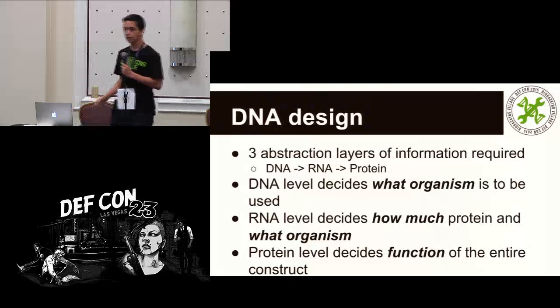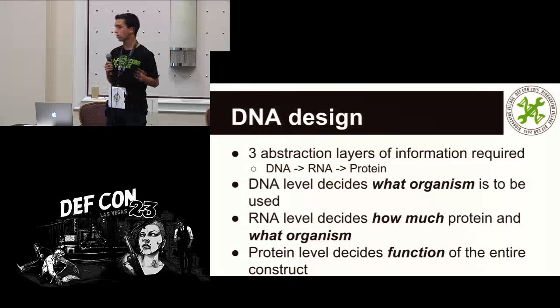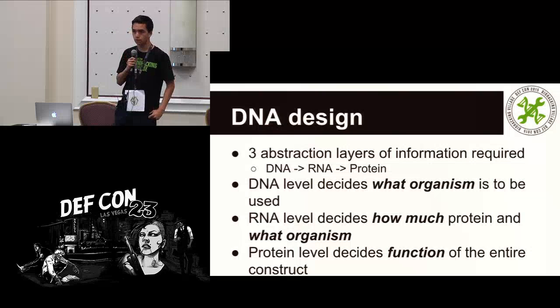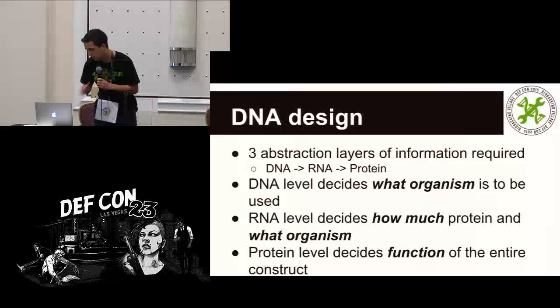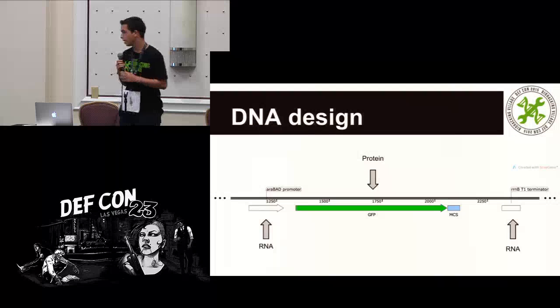The DNA level decides what organism is going to be used. So you'll have a DNA level in anything, and then you also have an RNA level. This RNA level is how much something is expressed, and then the protein level is what something does. All right, so I'll stay a little on this.